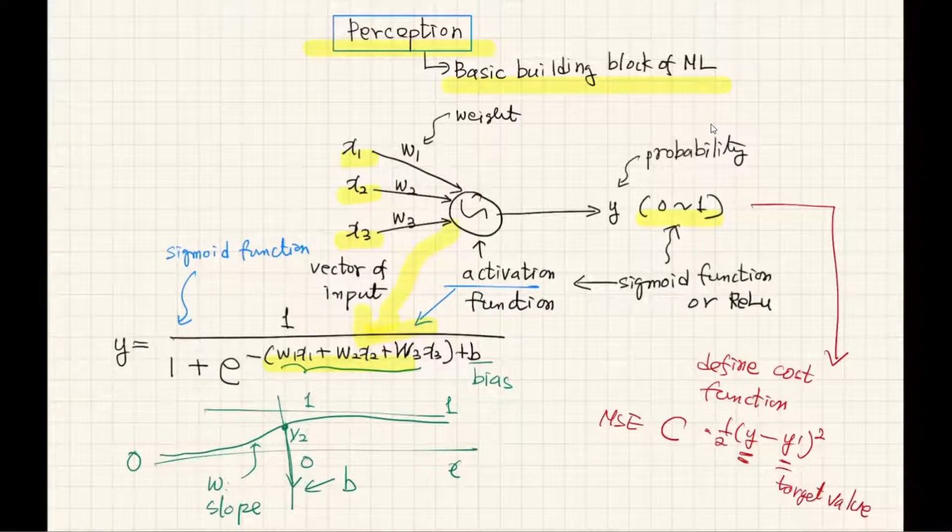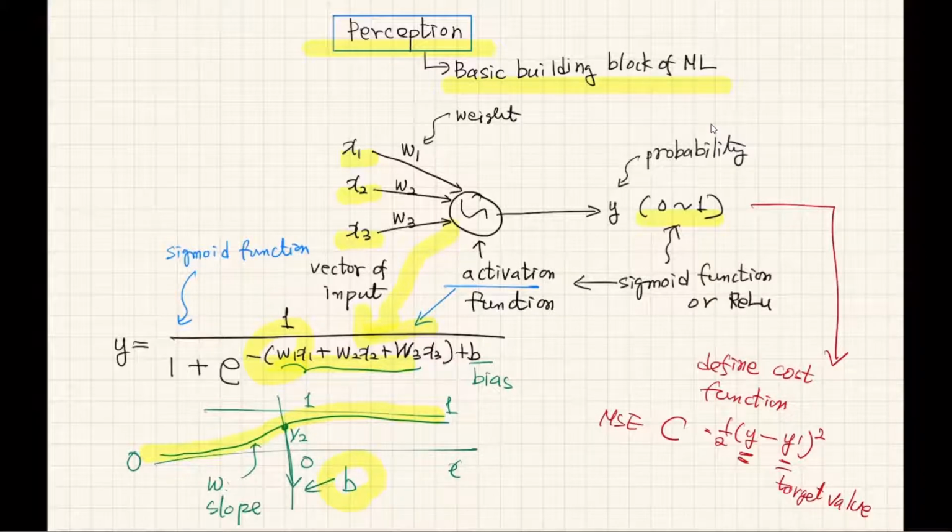That represents the probability distribution. Usually this sigmoid function goes from 0 to 1, and the slope of the perceptron activation function will be determined by W, and the biasing point will be determined by B. So during the training process, we usually adjust W and B to fit the real data distribution.